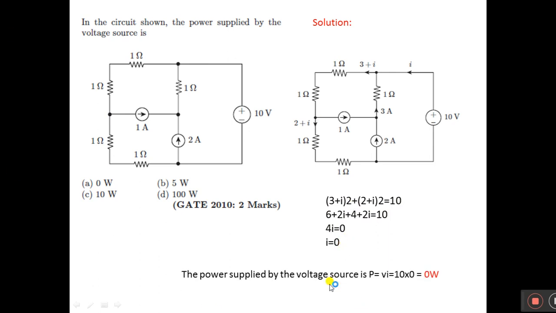So now the power supplied by the voltage source, we can use any formula, V square by R or P equal to VI. So here I equal to 0. If I equal to 0, if you apply P equal to VI, 10 into 0, that becomes 0 watt. So the answer is option A.